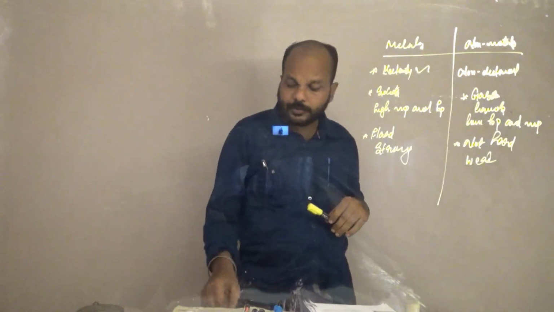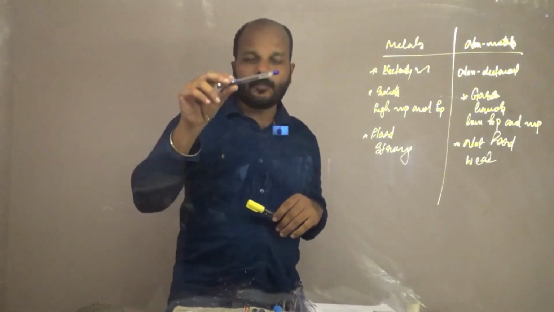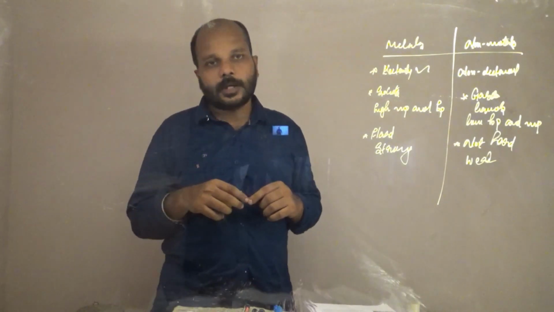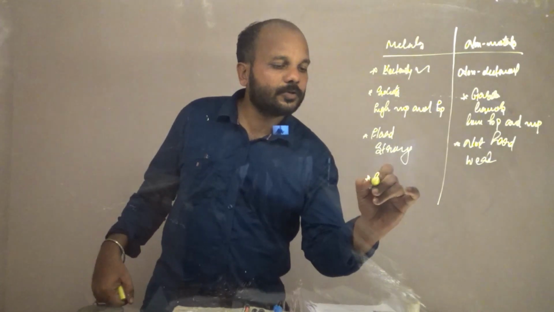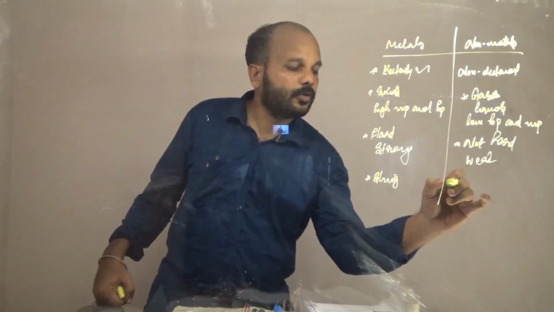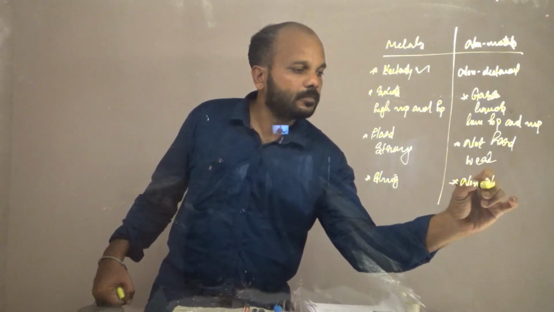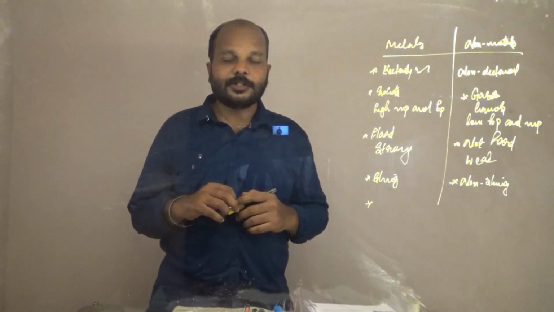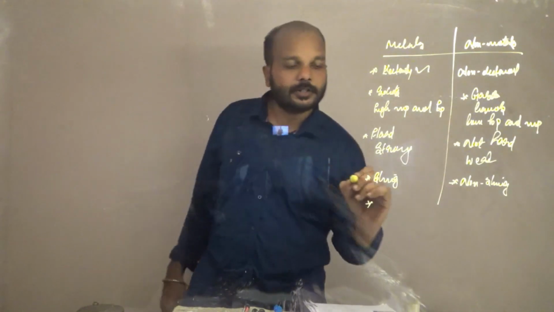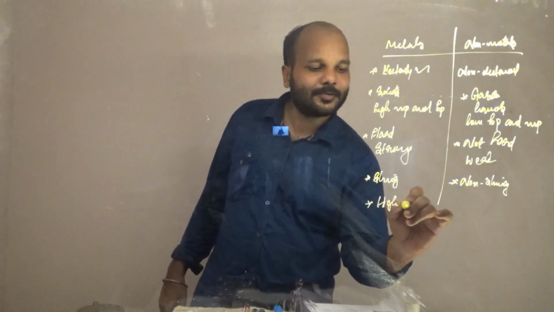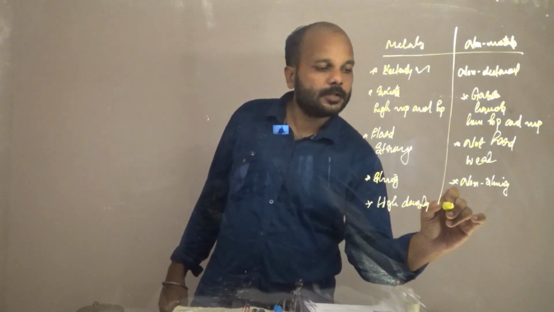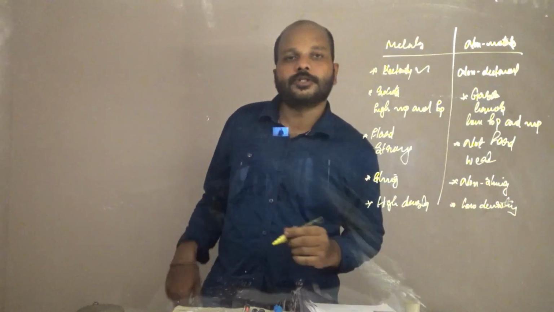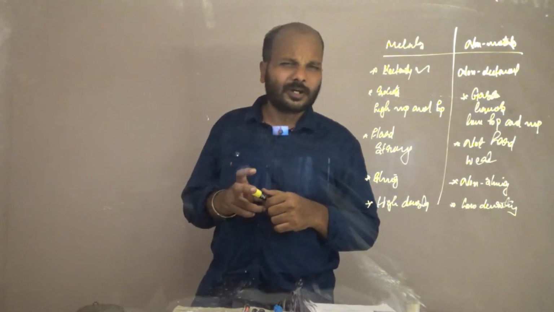On the other hand, let it be a non-metal, this glass. If you polish it also, it is not going to shine. The shining appearance will be lost. So metals are shining, non-metals are not shining. Metals have high density, most of them, and non-metals have low density. Of course, there are always exceptions.